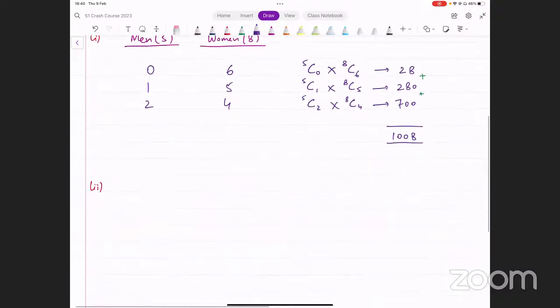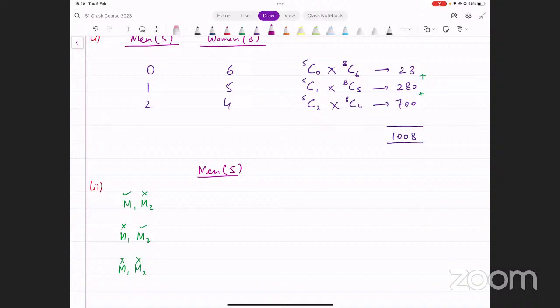Now let's list down what are the possible cases that we have. One possibility could be that you are selecting M1, but not M2. Another possibility could be that you're not selecting M1 and selecting M2. That's another possibility. And the third possibility would be that you're not selecting any of them. All right, these are the cases that you've got. Now, remember, what's the total number of men? The total number of men is 5, and the total number of women is 8.